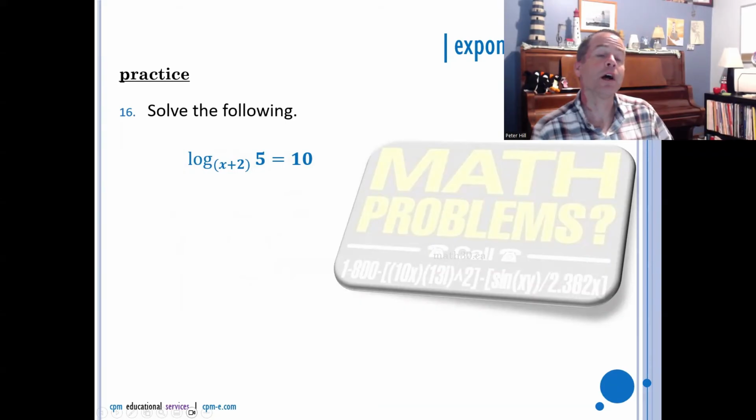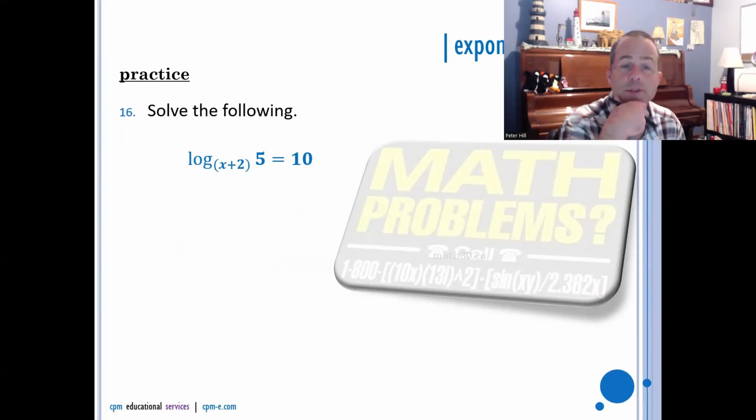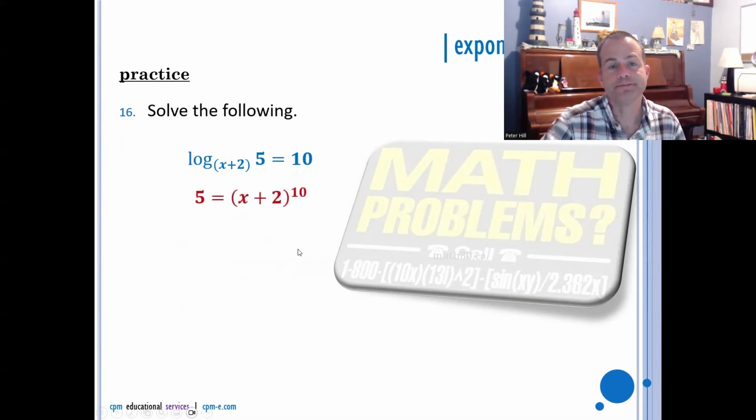Okay, log base x plus 2 of 5 equals 10. So this time, the variable that I'm trying to solve for is actually locked in as the base of the log. First thing I want to do there is switch it to exponential form. Base becomes the base. So this will be x plus 2 to the something equals 5. So x plus 2 to the 10 equals 5.